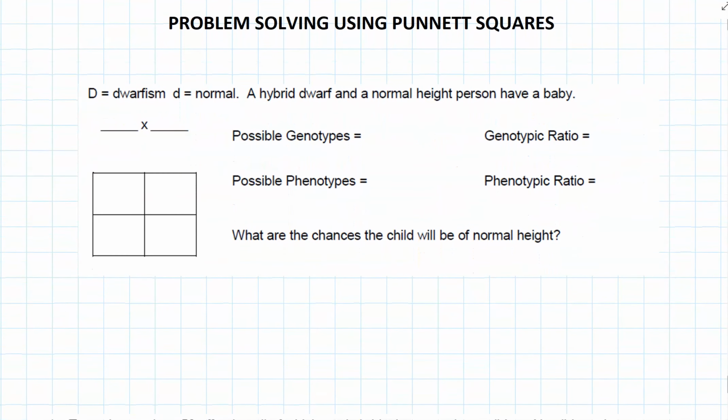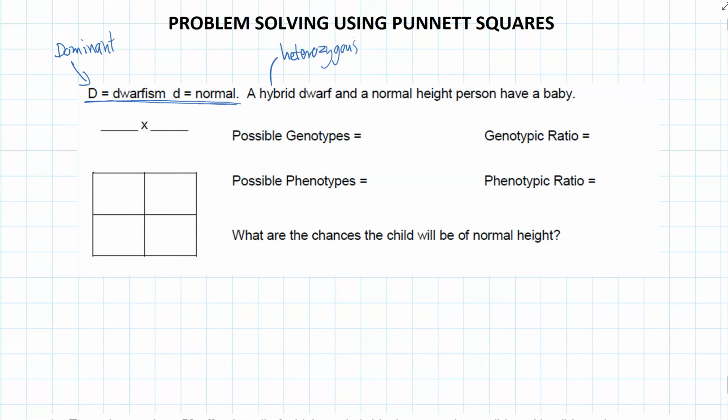Then you need to be able to solve problems using Punnett squares. This is the main area to do with inheritance. So here's an example. Let's work through it. We've got a trait to do with dwarfism, and it gives us the alleles. So since we've got big capital D for dwarfism, we know that dwarfism is dominant already. And we know that the normal trait must be recessive. So the question goes, a hybrid dwarf and a normal height person have a baby. Well, hybrid is just another name for heterozygous.